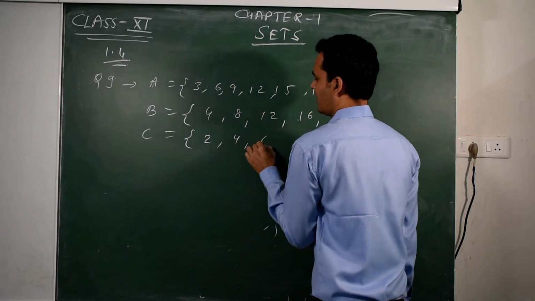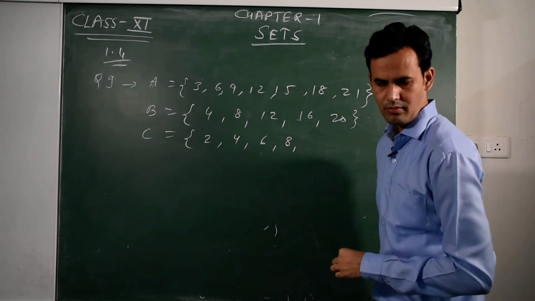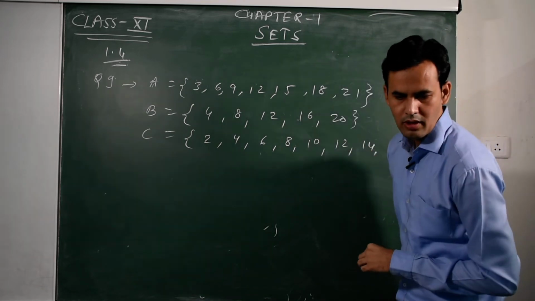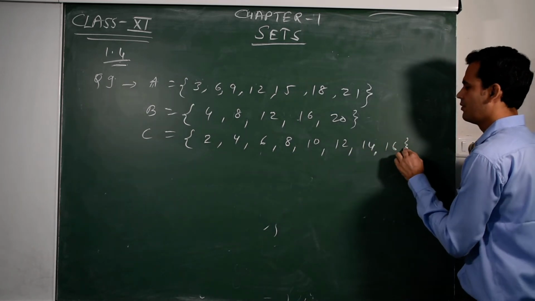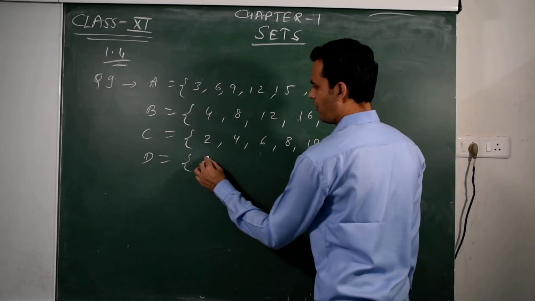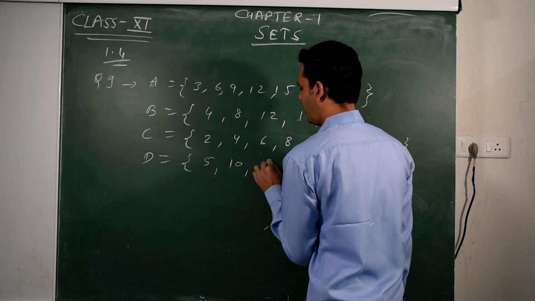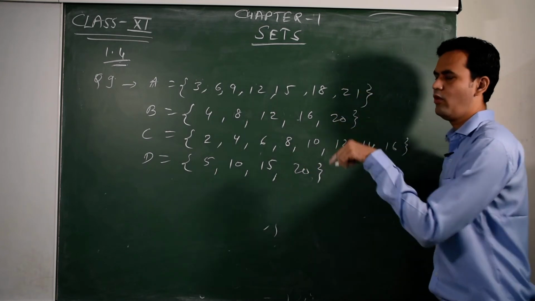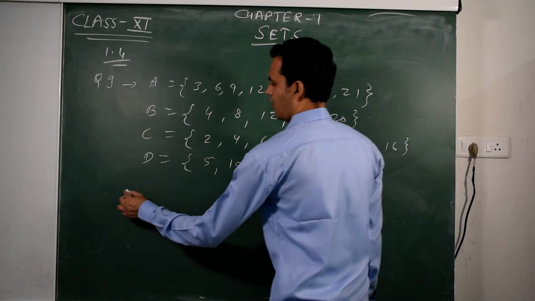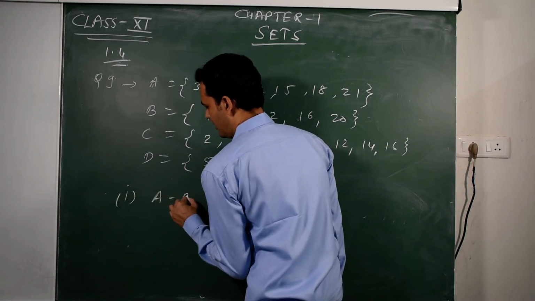2, 4, 6, 8, 10, 12, 14 and 16. And D is the set having elements 5, 10, 15 and 20. So there are 4 sets given. First we find A minus B.